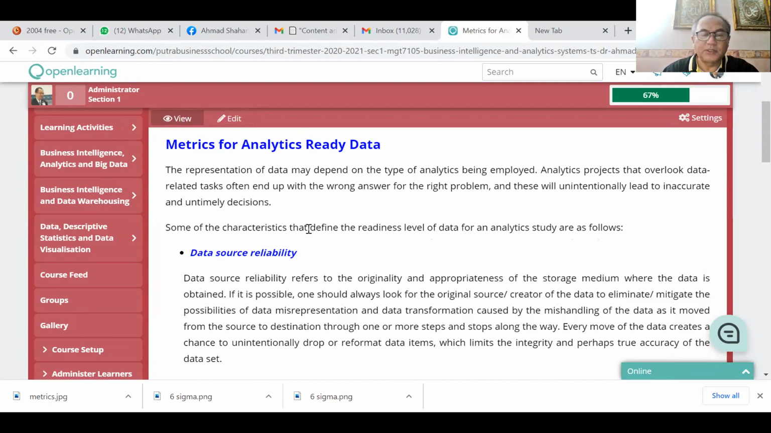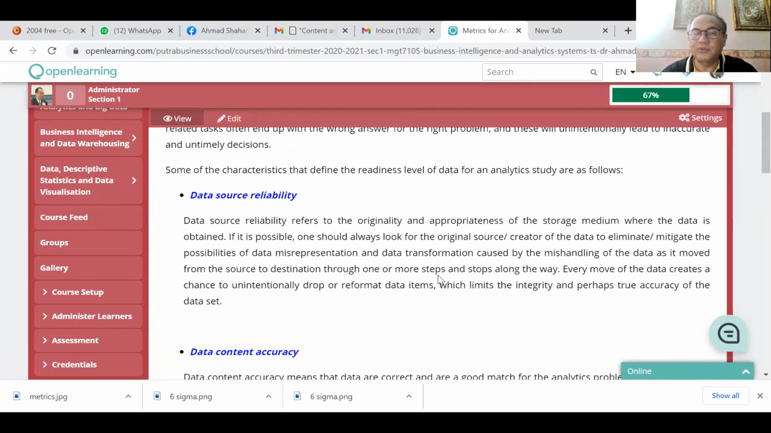We look into the data source reliability. So when you look into data, you need to determine where the data source comes from. Where is the source of the data? We refer to the originality of the data, and then the storage medium where the data is obtained, and then how data has been represented.